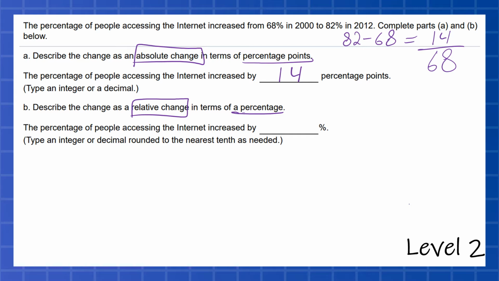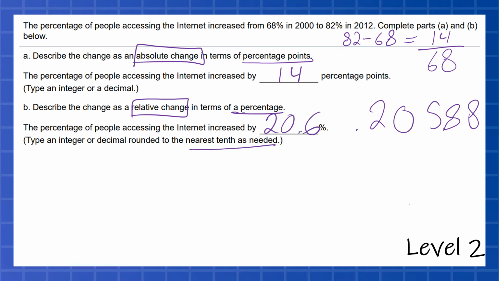14 divided by 68. And I got like 20.20588. And it kept going. But I need to round it to the nearest tenth. That means one decimal place. So after I multiply by 100, I'm going to get 20.6%. So notice that those are different because percentage points are not the same as a percentage.